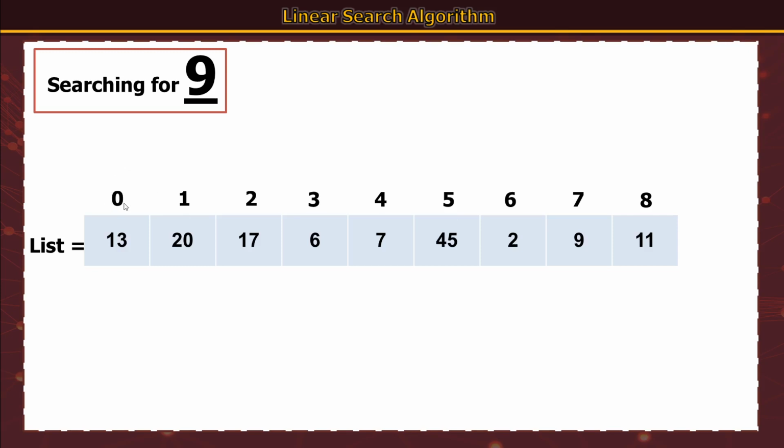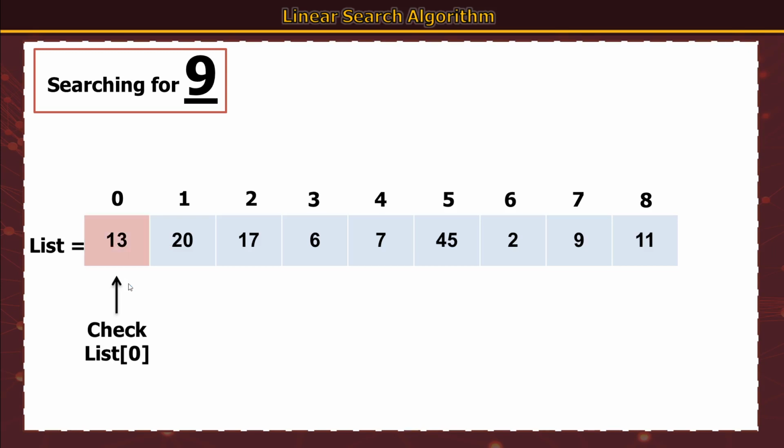Okay, but the correct way, the way in which programs actually work, is we start an index at 0. So, if I was to say to you, what is at index 5, you would say 45. If I was to say what's at index 1, you would say 20. What's at index 8, you would say 11. And what's at index 0, you would say 13. Okay, so let's start then.